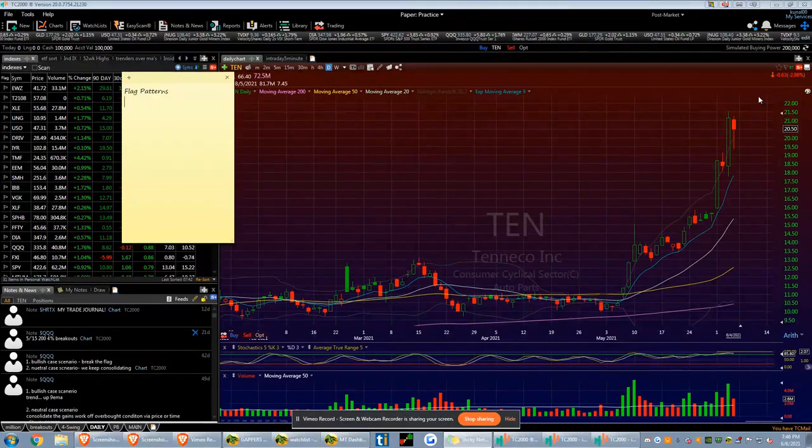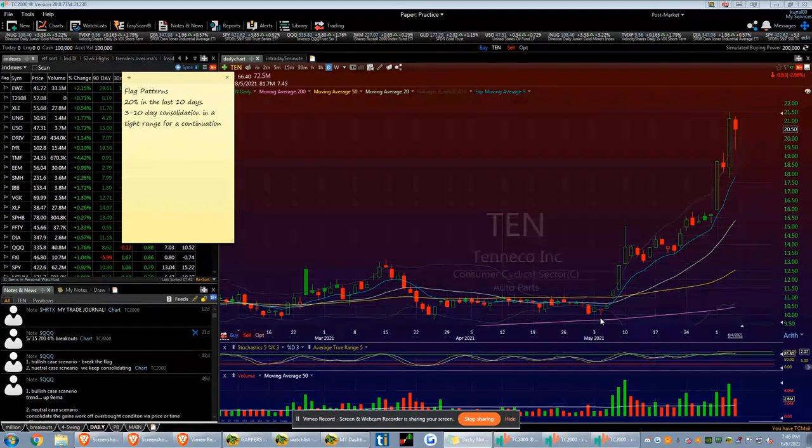Now, once we see something that has momentum, what we want to be doing is finding ways to get into that trade where our risk is small. So a flag pattern is a momentum trade based on stocks that have moved up a minimum of 20% in the last 10 days. And then what we are looking for is a 3 to 10 day consolidation in a tight range for a continuation of that trade.